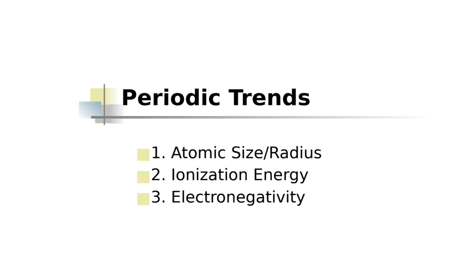Today's lesson is going to focus on trends in the periodic table. And we're going to look closely at atomic size or atomic radius, ionization energy, and electronegativity.